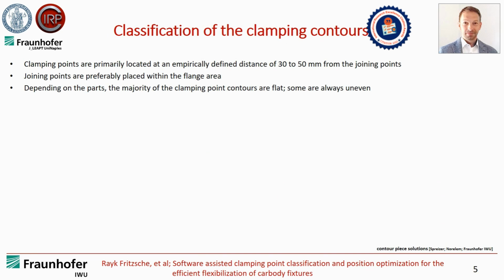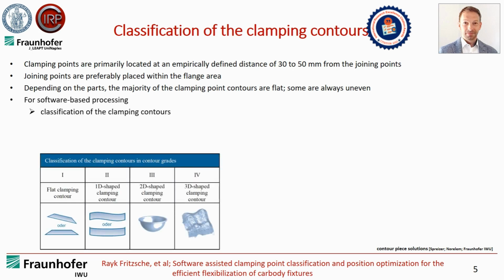In general terms, the clamping points are primarily located at an empirically defined distance of 30 to 50 millimeters from the joining points. The joining points are preferably placed within the flange area of the parts, and depending on the parts, the majority of the clamping point contours are flat, but some are always uneven and not flat.